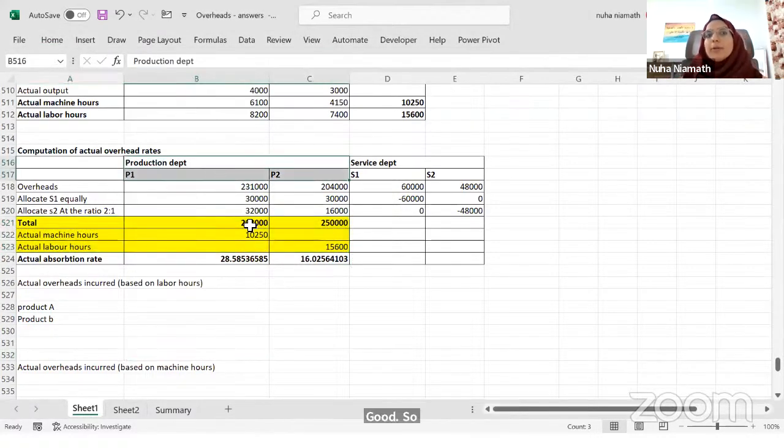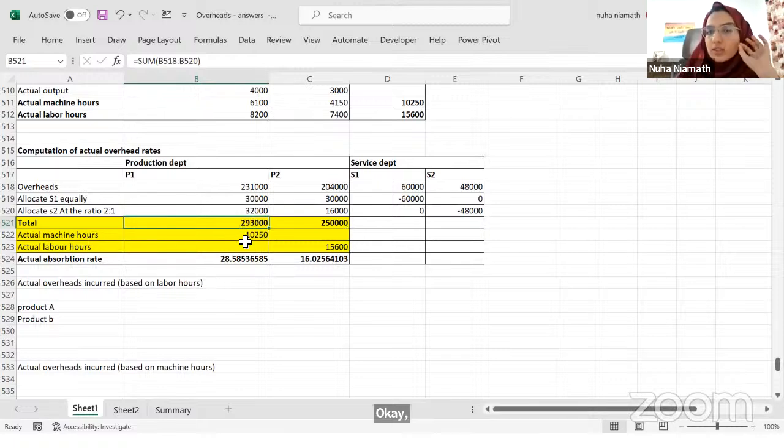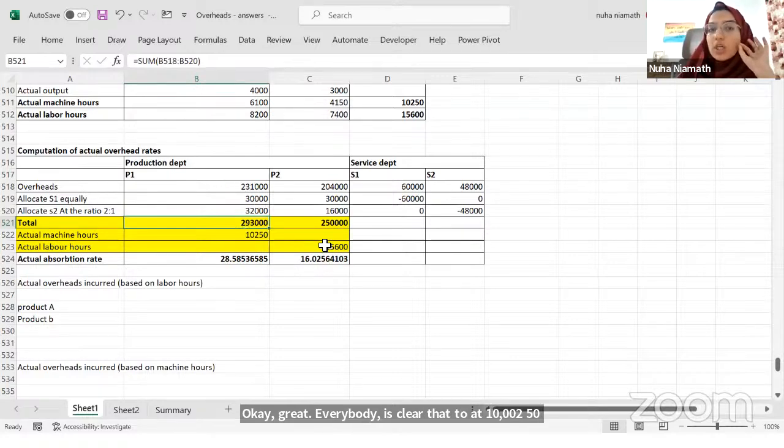So now for production department P1, everybody is clear that 2,93,000 is the total overhead cost. How we arrived at 2,93,000, everybody's clear here? 2,93,000 and 2,50,000. Everybody's clear, correct? Okay, great. Everybody is clear that 10,250 hours is the total machine hours utilized by P1 and 15,600 is the total labor hours utilized by department P2. Are these two parts clear? The total cost and the actual hours?